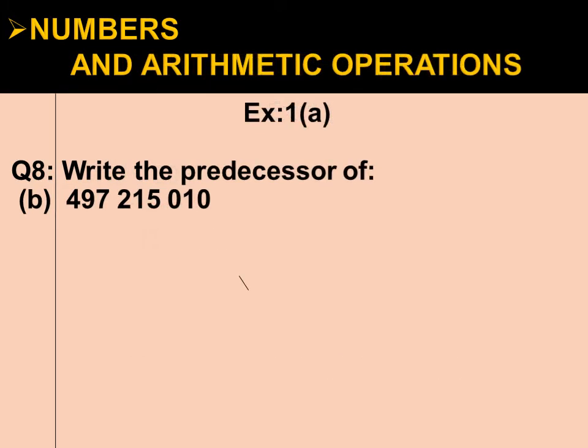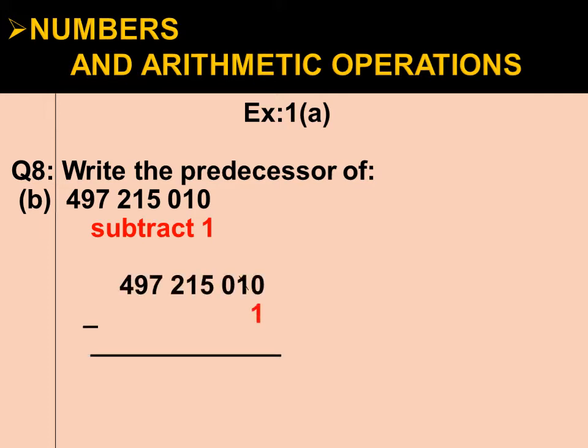Now dear students, we have question number 8 part B of exercise 1A, that write the predecessor of this number. Look at this number. We have a large number having 9 digits. For finding the predecessor, we will just subtract 1 like this. Now look at this number. Can we subtract 1 from 0? No, we cannot subtract 1 from 0.